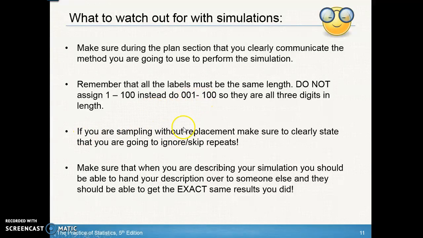If you're sampling without replacement, make sure to clearly state that you're going to ignore or skip repeats. We'll talk about this in a minute. When do you ignore repeats? When do you not ignore repeats?